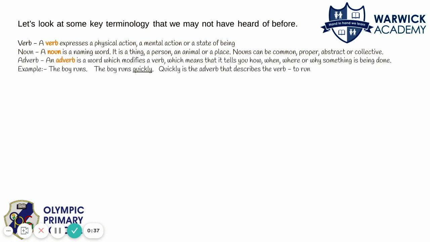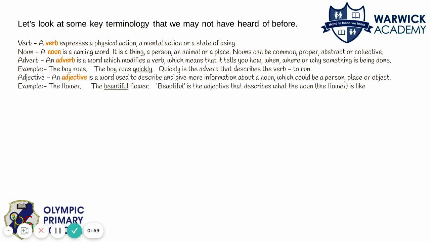And then we have an adverb. Now, an adverb is a word which modifies a verb. So what that means is it tells you how, when, where, or why something is being done. For example, the boy runs. Runs is the verb. How does he run? The boy runs quickly. Quickly is the adverb.